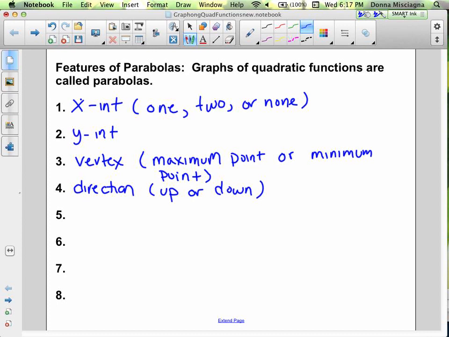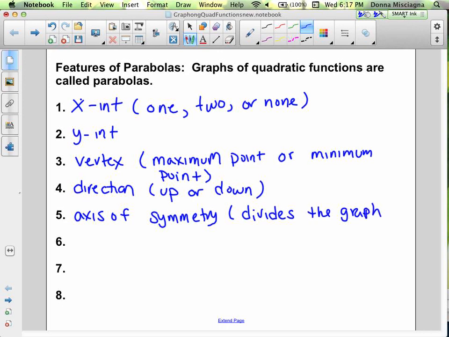Some other things that we'll be looking at in terms of our parabola is what's called an axis of symmetry. An axis of symmetry is related to the vertex. It's going to divide the graph into 2 equal parts. They'll be symmetric on either side. And by the way, you don't have to write these definitions down because we're going to look at all of them again in terms of graphing in just a moment.